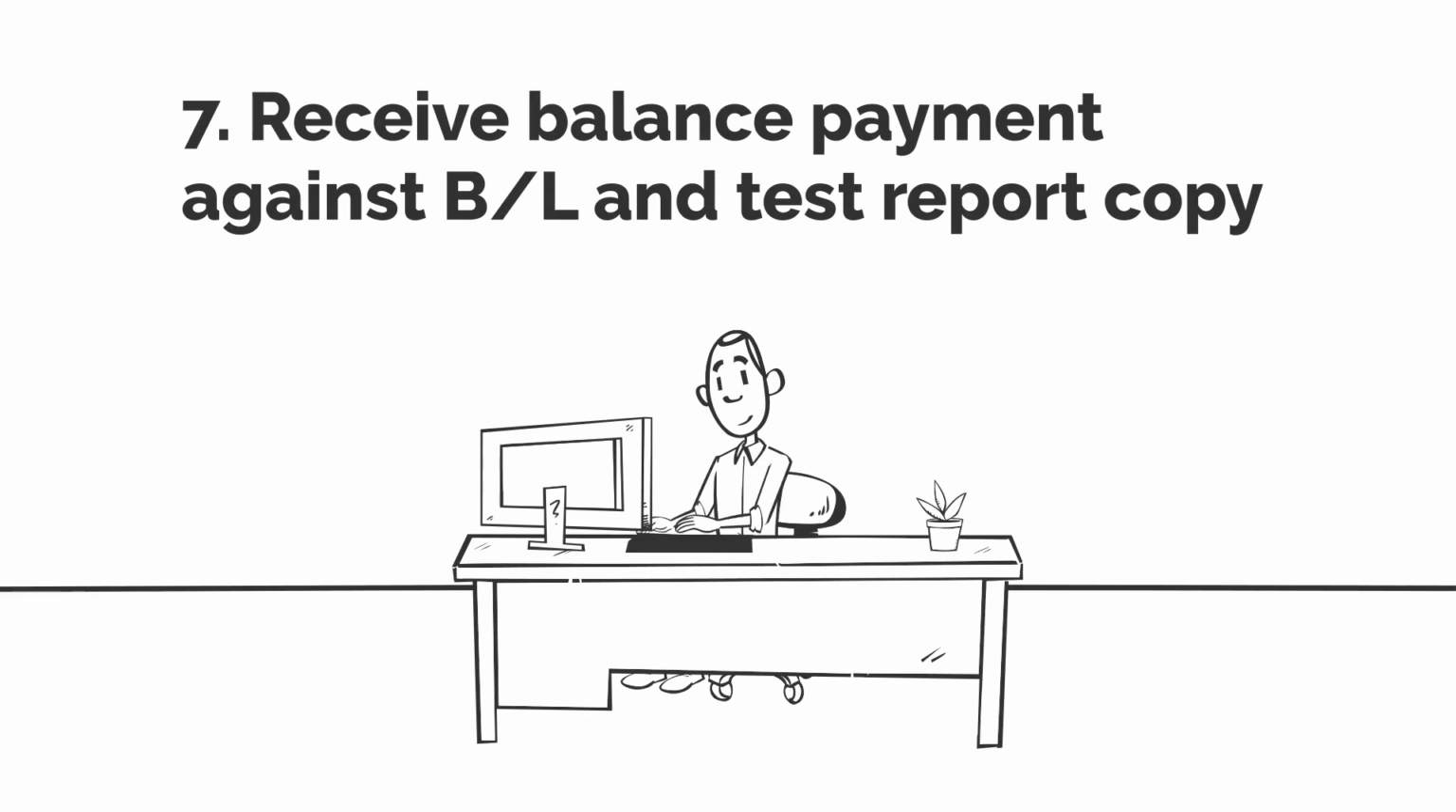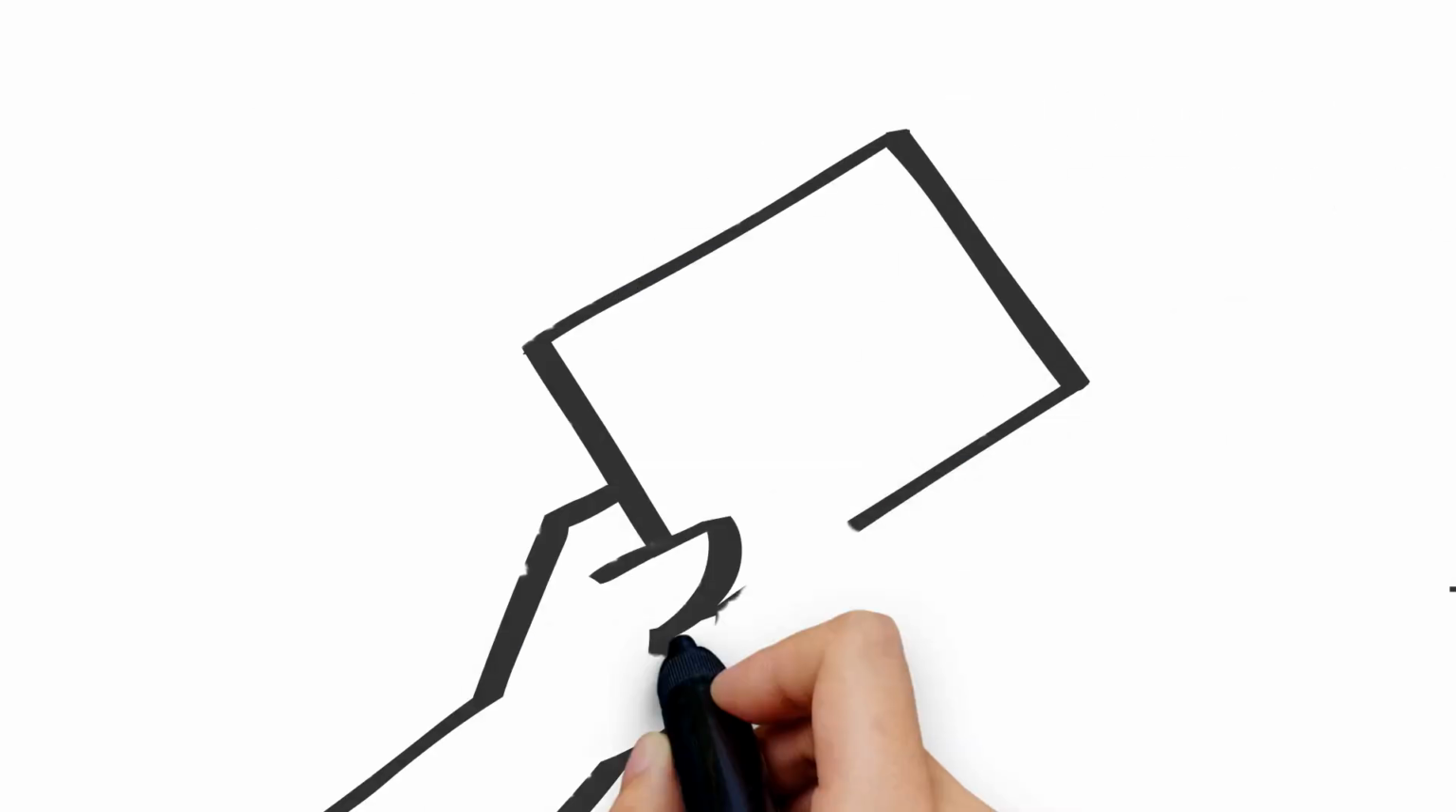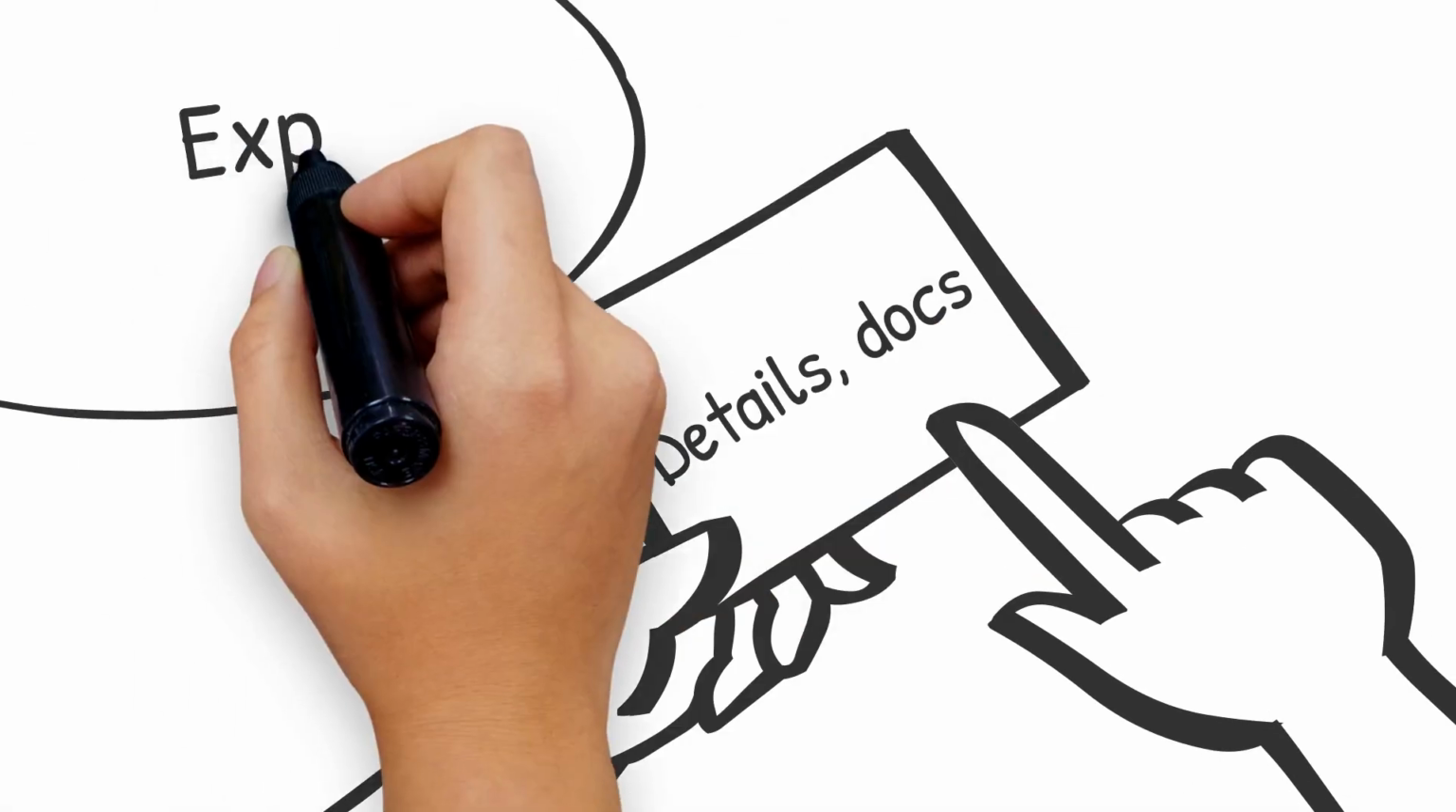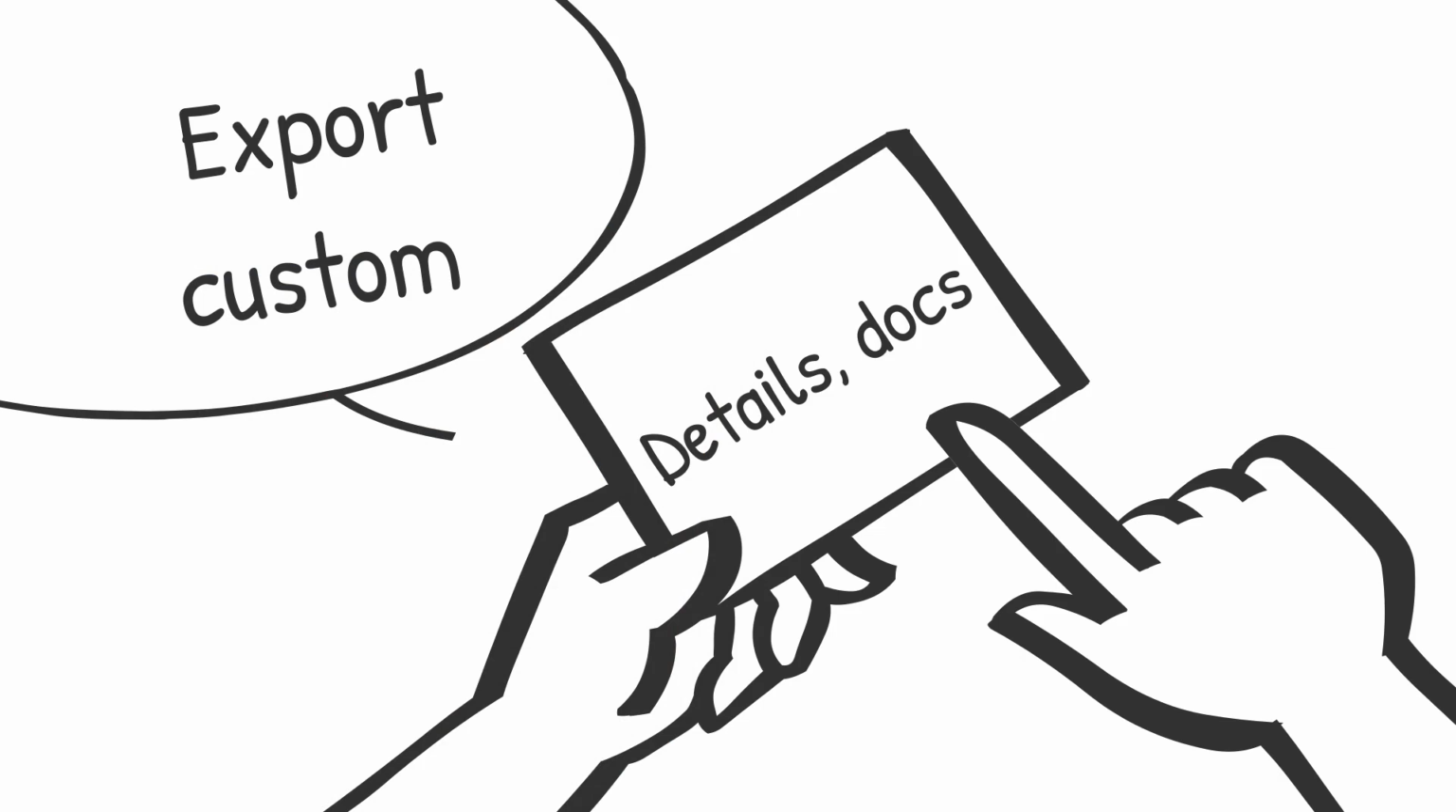7. Receive balance payment against BL and test report copy. Before the goods have been taken on the ship board, you need to arrange the export customs. You need to provide needed details and docs to your country's customs bureau. It is wise to use the service of a customs broker, so they will arrange all for you.